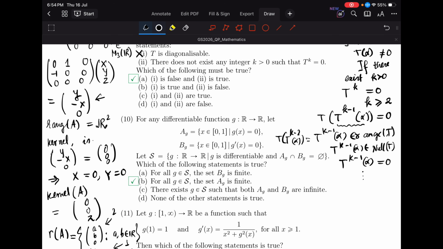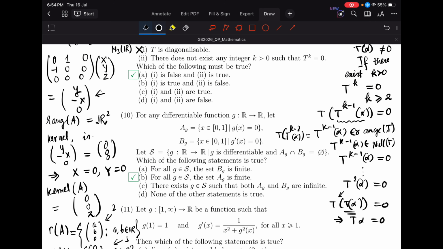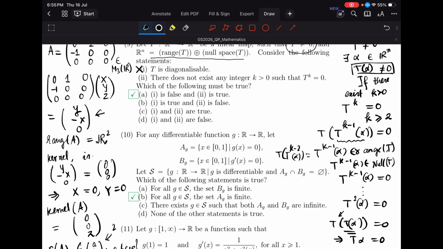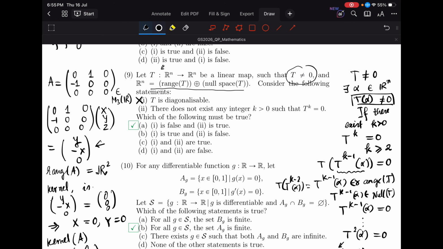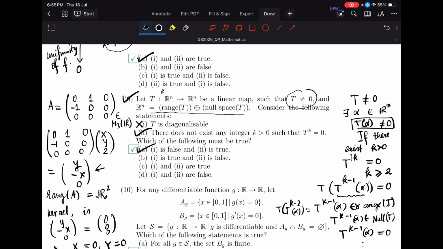So continuing this argument, you will end up with T squared alpha is 0. So you will have T of T alpha is 0, and T alpha is inside the range of T, and T of T alpha is 0 implies T alpha is inside the kernel. So that will imply T alpha is 0, which is a contradiction, because we assumed that T alpha is non-zero, right? So this option is correct. So A is the correct option. Okay, that means we showed that there does not exist any such k. Okay.